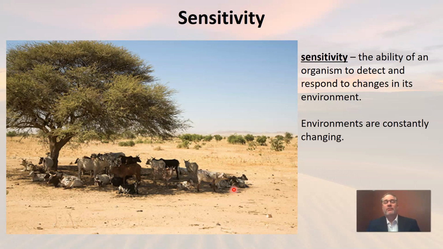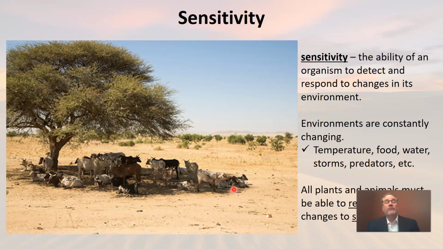It's important to remember that environments, although we don't always think about it like this, are constantly changing. They change in temperature, as shown in this picture. Food may be nearby at some times but not abundant at other times. It may be scarce. Water, storms passing through, predators: all of these things represent changes in the environment. And the reality is all living things, if they don't have sensitivity, if they're not able to detect and respond to these changes, are not likely to survive. All plants and animals have to be able to react to these changes if they want to survive.